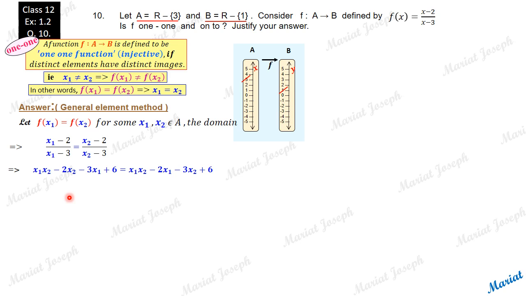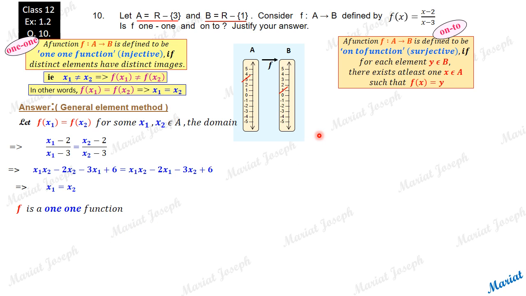Cross multiply: x1 x2 minus x1 minus 2x2 plus 6 equal to x1 x2 minus 3x2 minus 2x1 plus 6. Now this long expression has many terms the same on either side. x1 x2 here, x1 x2 is on the RHS also. 6 and 6. Combine the like terms and rearrange to get x1 equal to x2. That means we took two images equal, and it implies that x1 and x2 are equal, algebraically, by simplifying it. Hence we can see this function follows the definition of one-one function. So we can conclude that this function is a one-one function.